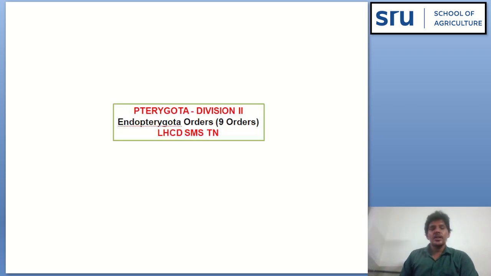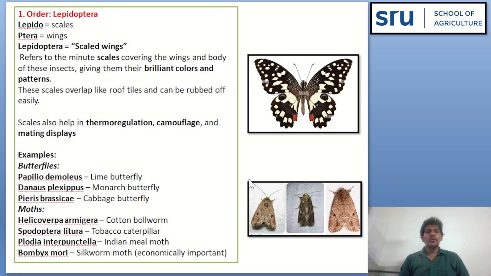So, next division of Pterygota insects is the Endopterygota orders. Under Endopterygota, totally 9 orders are there. That is LHCD, SMS, King. L means Lepidoptera. Lepido means scales, ptera means wings. Scaly winged insects.